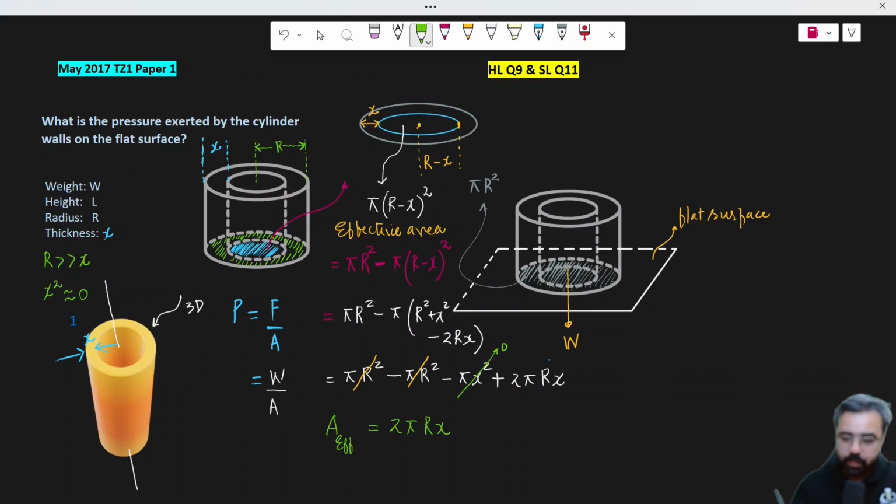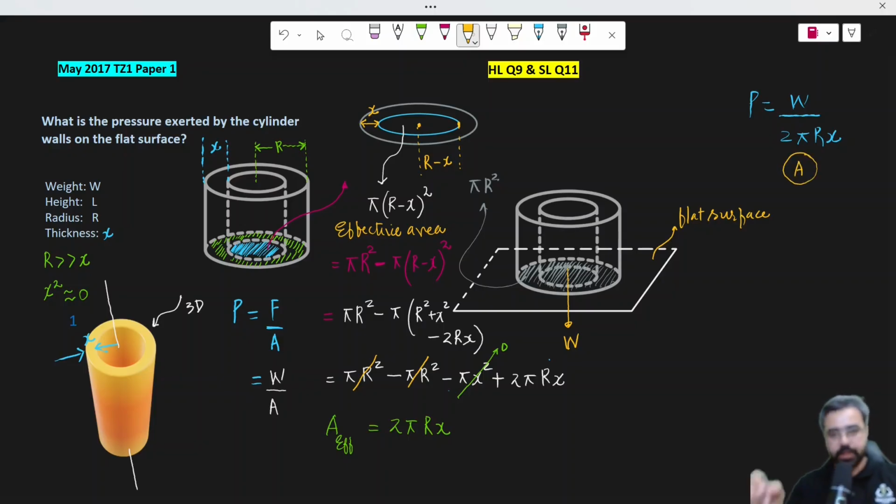Hence, when you find out the pressure, I told you the pressure is equal to the weight over the area that is effective. So it is W over 2 pi r x. So the right answer is option A. If you look at this question, option A is exactly this.